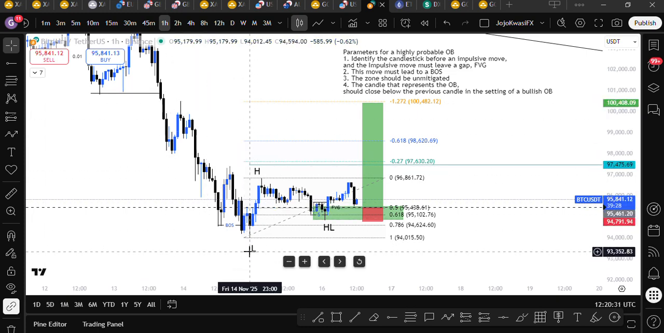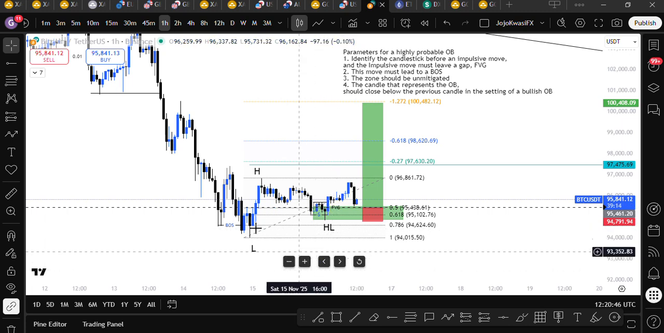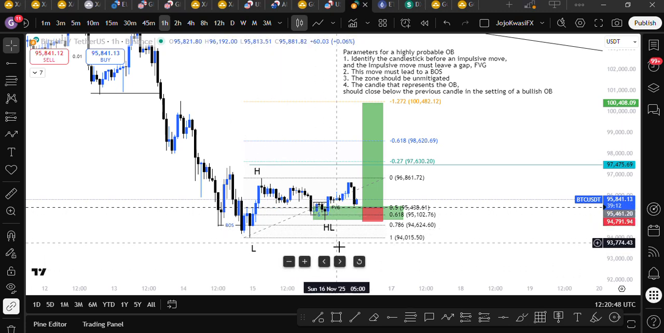When it got here and formed a low, you can even assume that this is a lower high, if you want. But you expect that after the formation of a lower high, BTC should go down and form another lower low, breaking structure to the downside. But that did not happen.